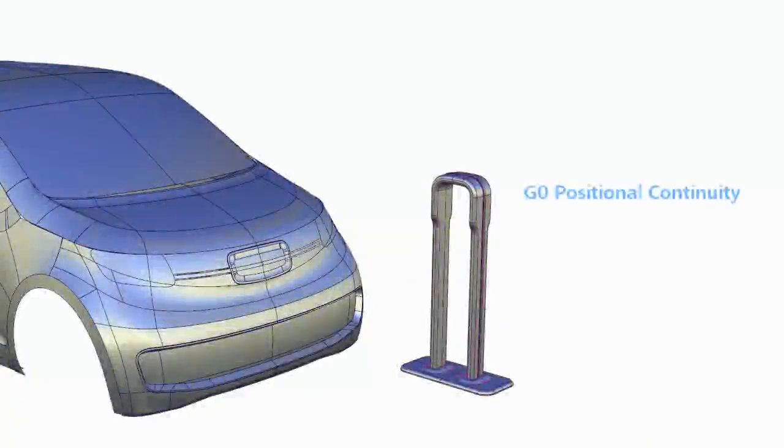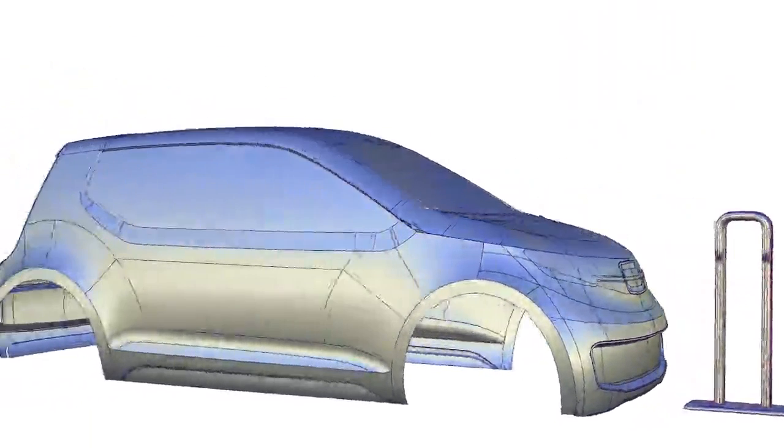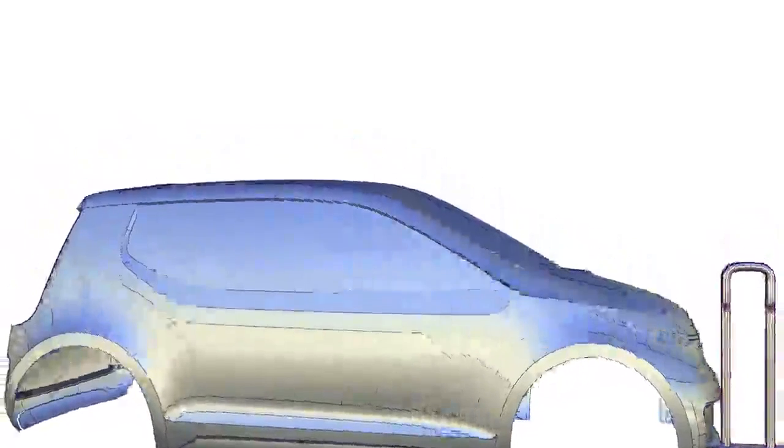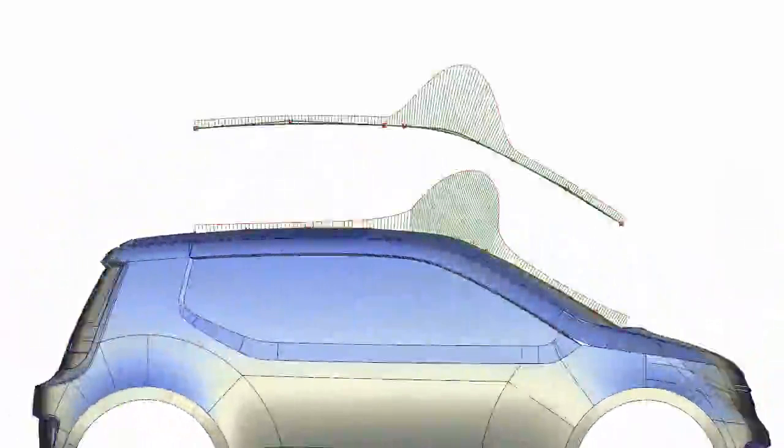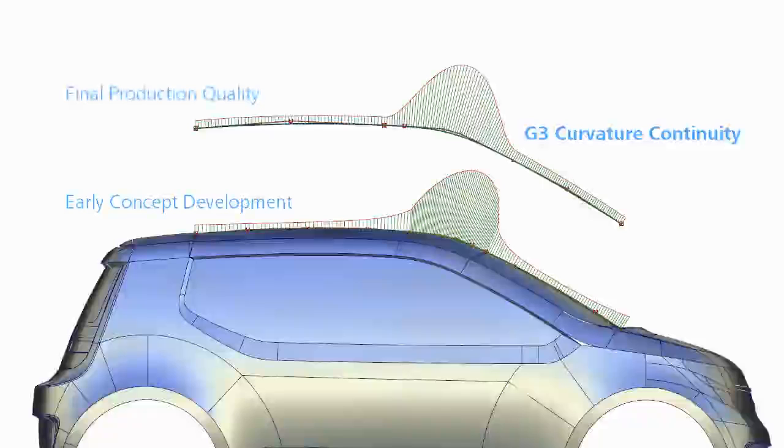In Workflow 2, we focused on achieving G0 positional continuity to create closed models for manufacture. In this workflow, we focus on G2 and G3 continuity, which are the aesthetic standards that are needed for automotive exteriors and many other premium products. And the terminology for this area of surface modeling can be confusing.